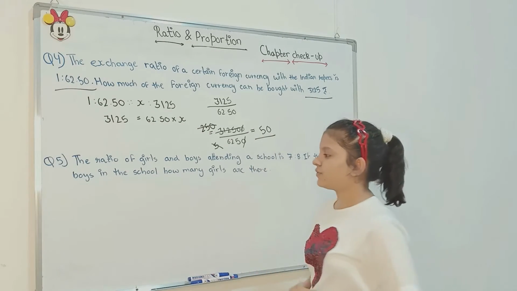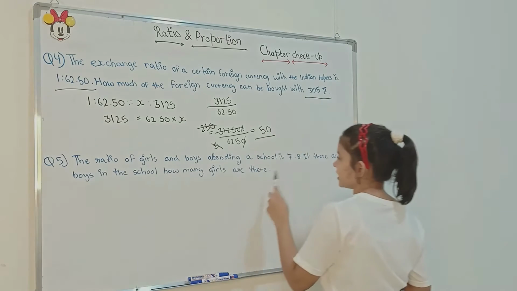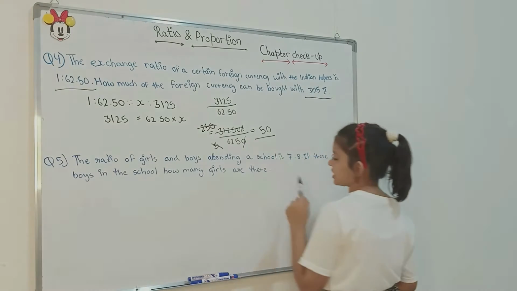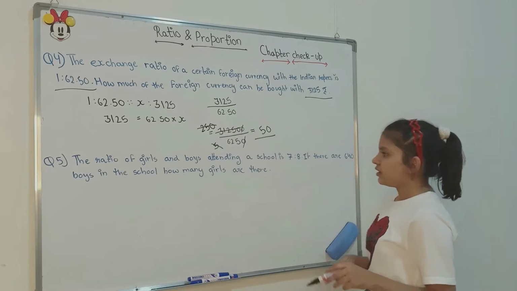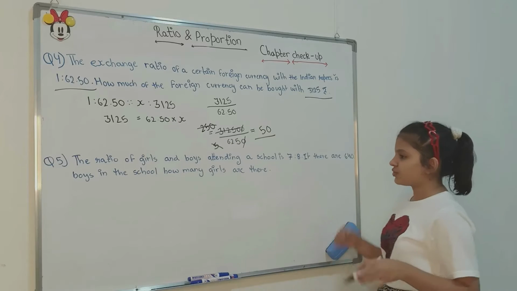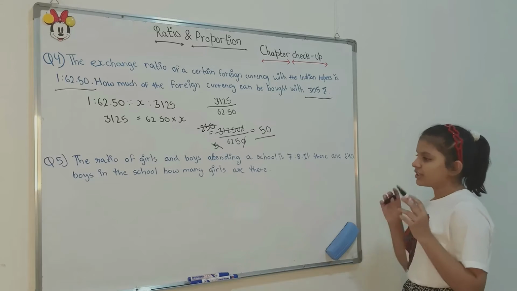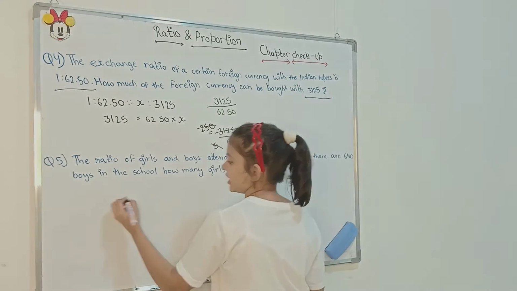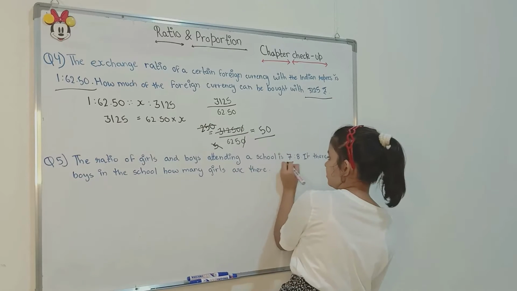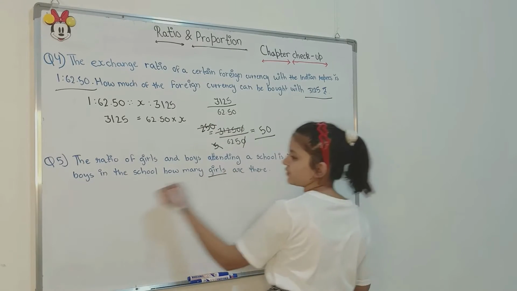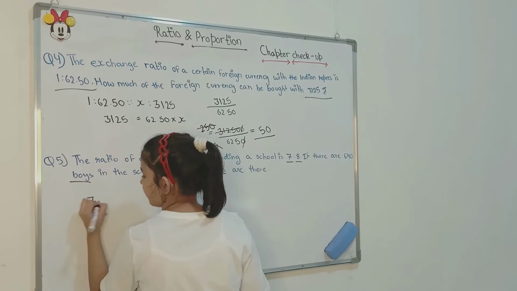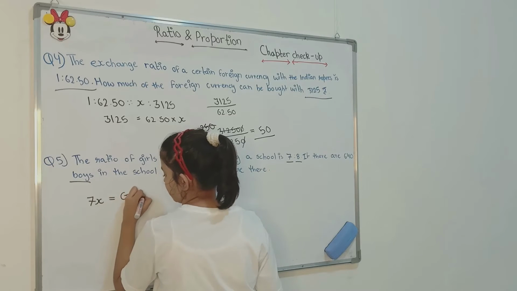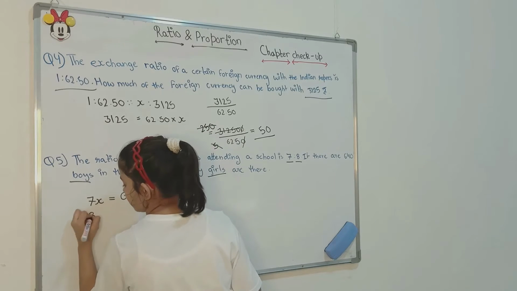Now let's do the other question, the fifth one. The ratio of girls and boys attending a school is 7:8. If there are 640 boys in the school, how many girls are there? So here in the school, the ratio of girls to boys is 7:8. Now they're telling that there are 640 boys and asking how many girls will be there. So first we write here 7 was for girls and then 8 was for boys. So we write 7x is equal to girls, then 8x was for boys.